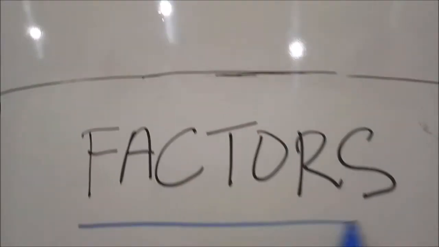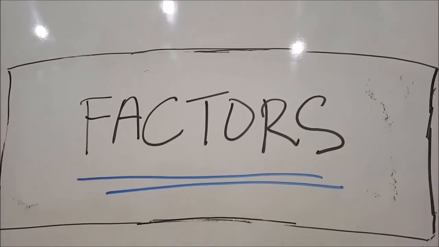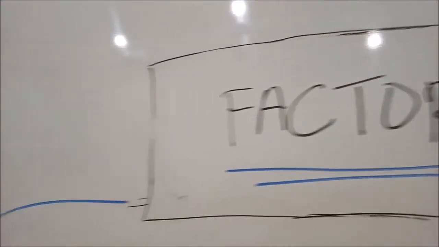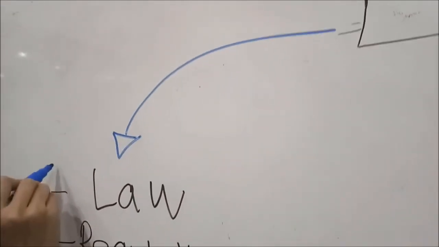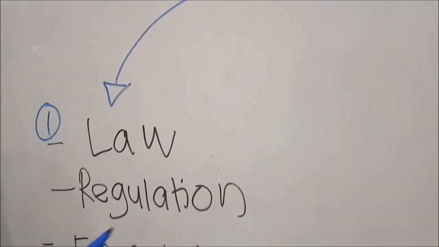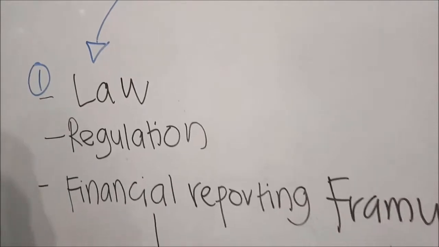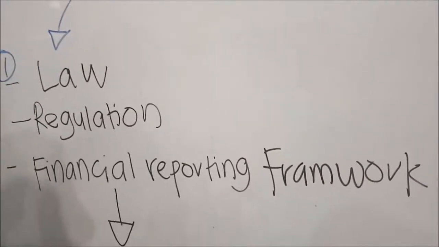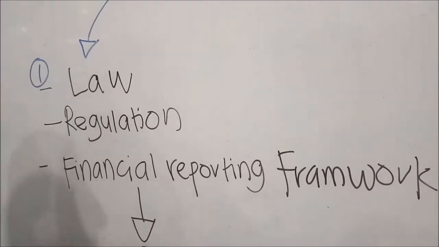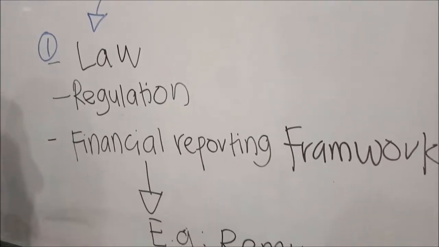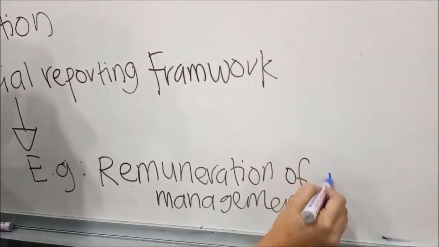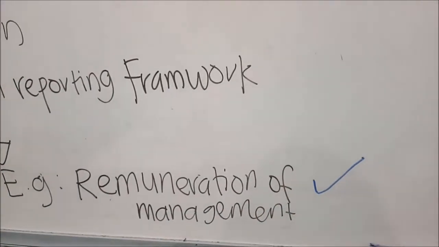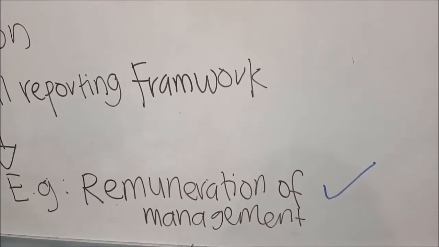There are two factors influencing determination of materiality. So the first one, whether the law, regulations, or the applicable financial reporting framework affect users' expectations regarding the measurement or disclosure of certain items. For example, related party transactions and the remuneration of management and those charged with governance.